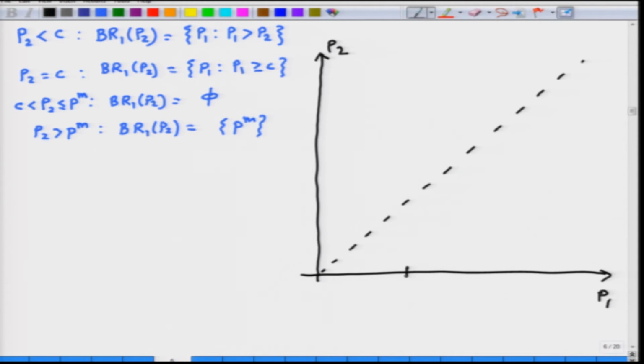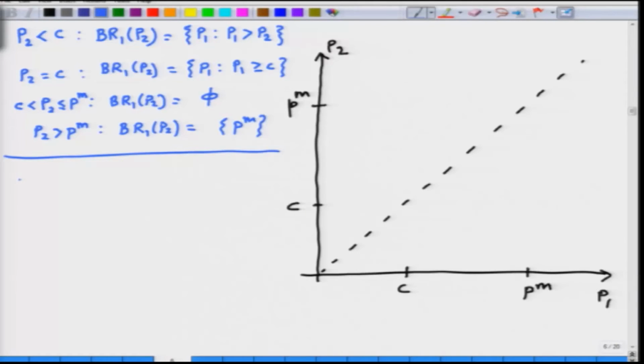So, I have C here, I have Pm, I have C and I have P, right. Before we do that, let us also write down the best response function for firm 2. We would do a process similar to what we did for firm 1. We will ask, for different possible choices of firm 1's price P1, what is the best response for firm 2.